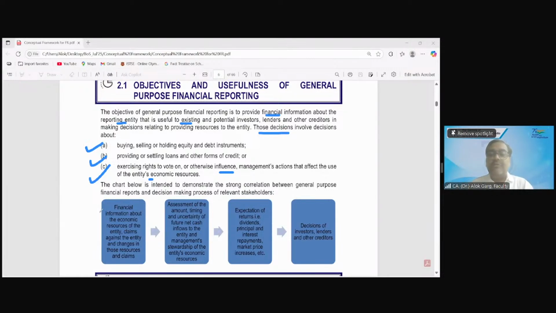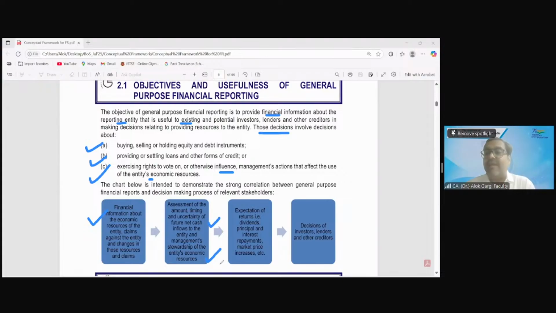Yes. So what is the objective and purpose of general purpose financial reporting? It provides financial information about the economic resources of the entity, means it provides financial information about the assets of the entity, and claims against the entity, means liabilities against the entity, and changes in those resources and claims, changes in the capital structure of the company. Okay, right? Shareholder performance of the company. Assessment of the amount, timing, and uncertainty of future net cash inflows to the entity, and the management efficiency of the entity's economic resources.